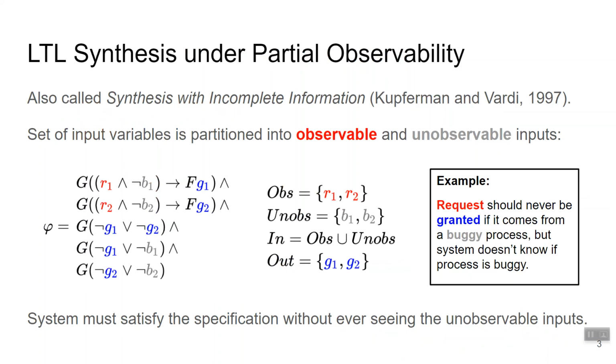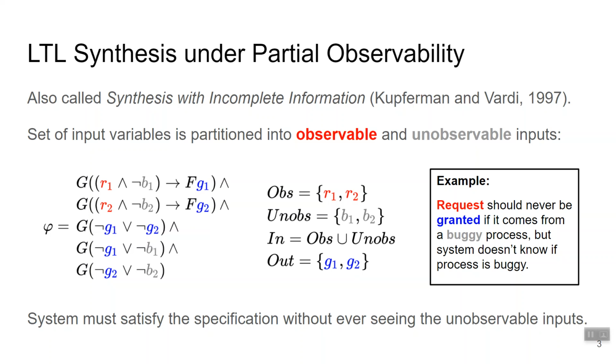LTL synthesis under partial observability, also called LTL synthesis with incomplete information, is a variant of this problem where the set of input variables is further partitioned into observable and unobservable inputs. In this case, the system has to satisfy the specification without ever seeing the values of the unobservable inputs.